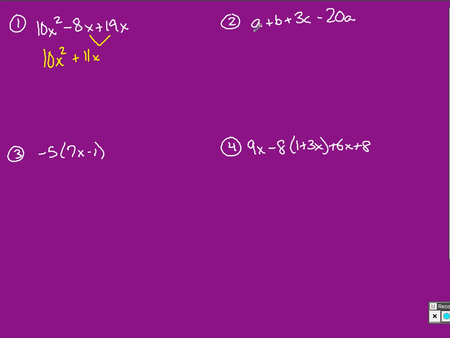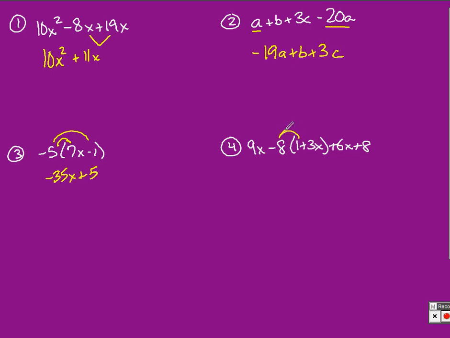Over here, we have a couple of a's, so 1a minus 20a gives me negative 19a. We have a plus b and a plus 3c that can't pair with anything else. In number 3, we're just distributing. Make sure you take negative 5, not just 5, so it's negative 35x and positive 5. Can't do anything beyond that.